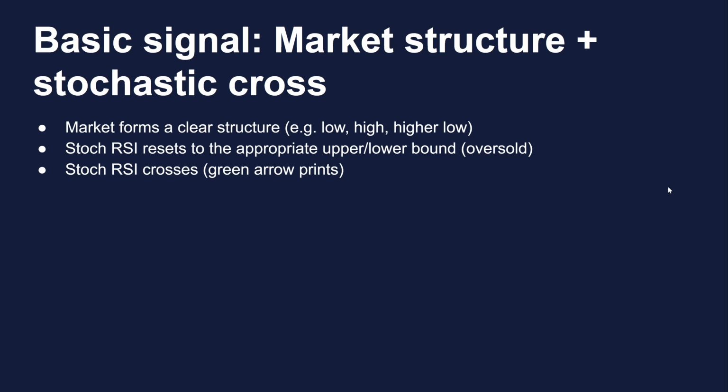So the basic signal, which has been explained partly in some of my more primer type of videos, uses the market structure and then a cross in the stochastic RSI that matches the current market structure. In order for this signal to be valid and for us to enter a trade based on it, we need the market to form a clear structure. In the case of a long signal, this would be a low and then a high and then a higher low, which would show us that the market is doing that stair-stepping up type of pattern.